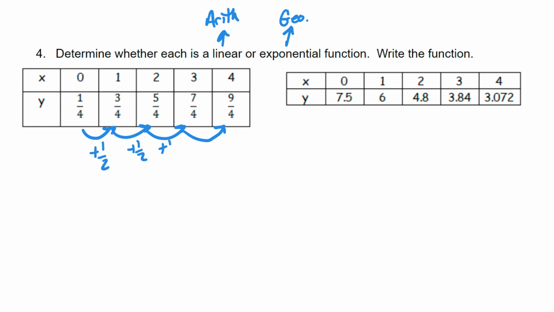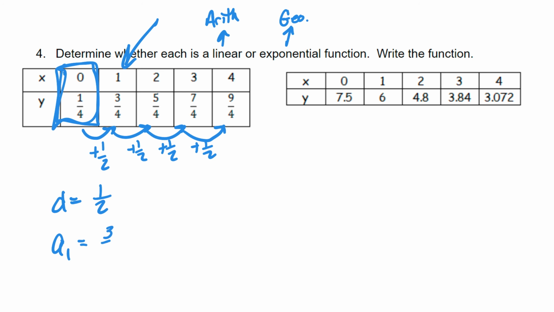The way we can get this is you just take the term minus the previous term. So we have a common difference of d, positive 1/2. Now, a sub 1, make sure you don't use 0. Remember, we start with our first term in the sequence. So a sub 1 is 3/4.